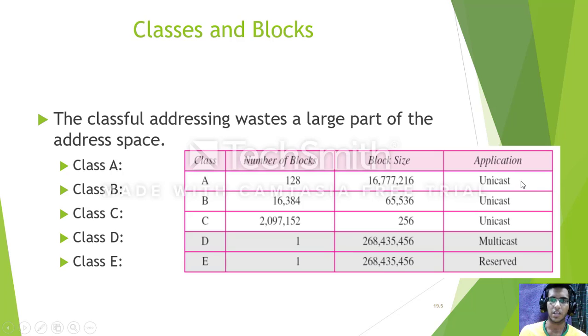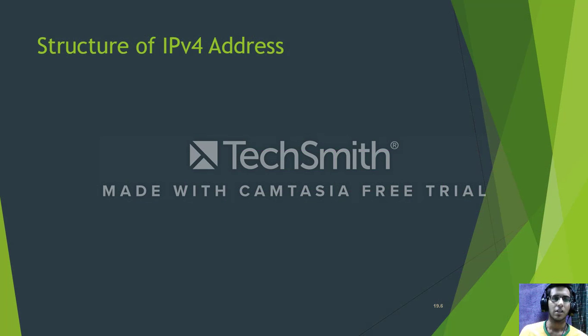As you can see, class A, B, and C are the unicasts. Unicasts are not usually very important, but mainly people will be using class D because this is multicast, and if it fails, it always goes to reserve, as in class E.